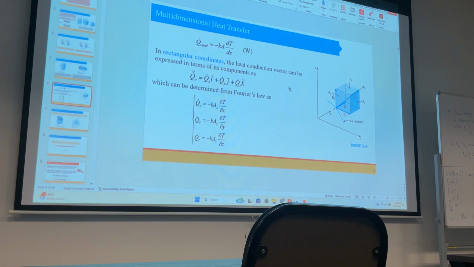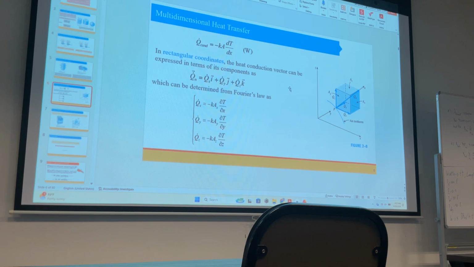In rectangular coordinates, the heat conduction vector can be expressed in terms of its components. If I want to calculate heat transfer in 3 dimensions in this type of a rectangle, I am going to calculate heat transfer in each direction and then just add it. So I'm going to calculate heat transfer in X, Y and Z direction.